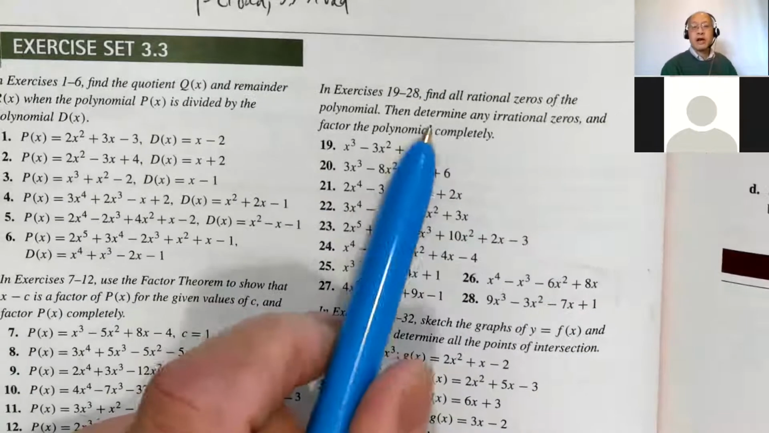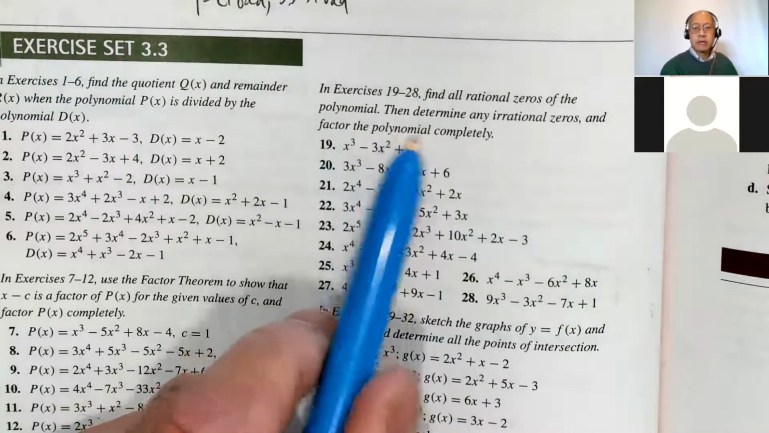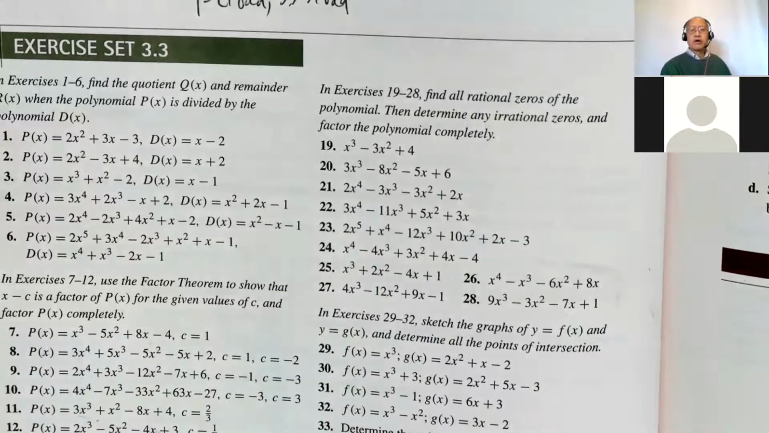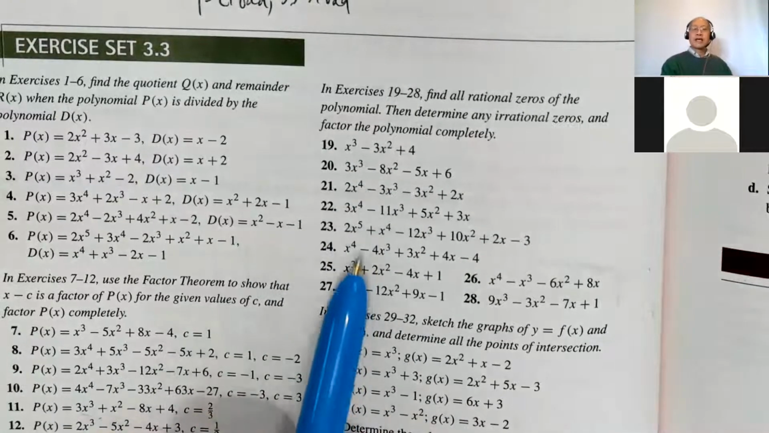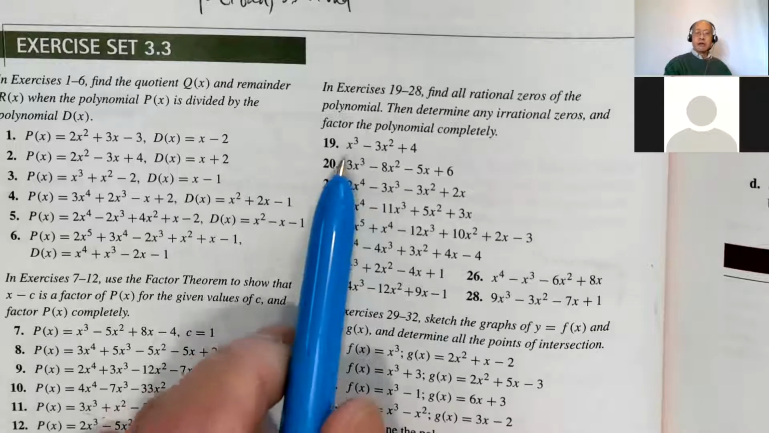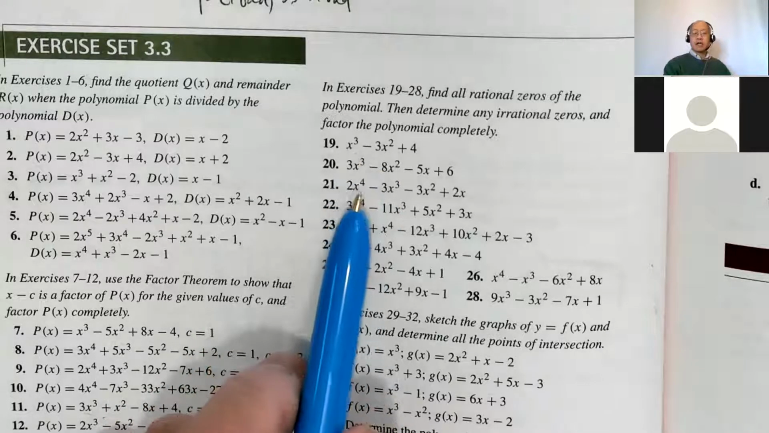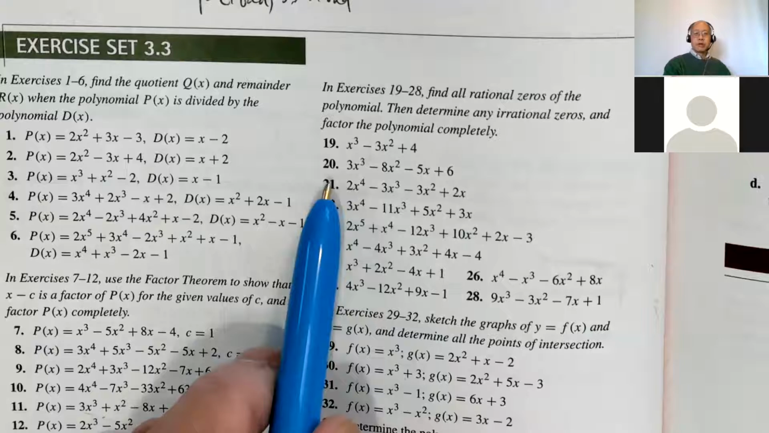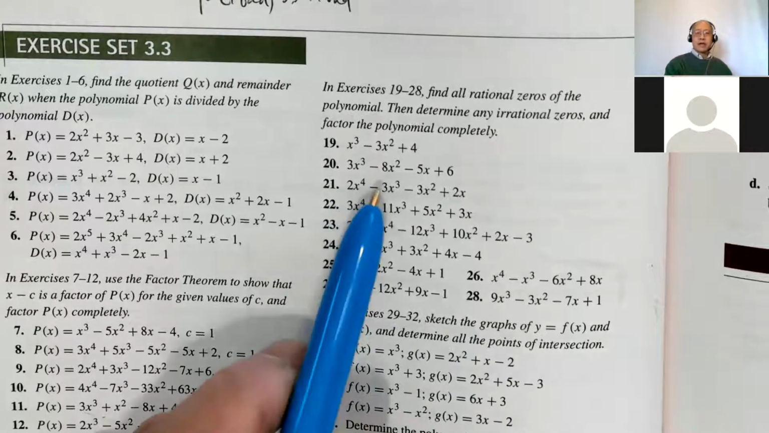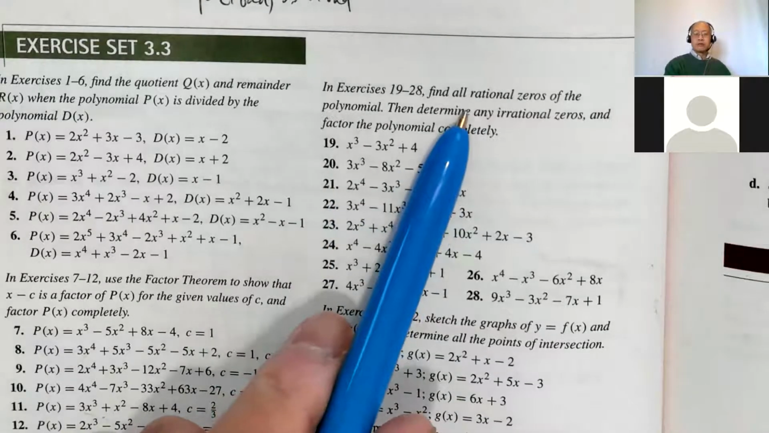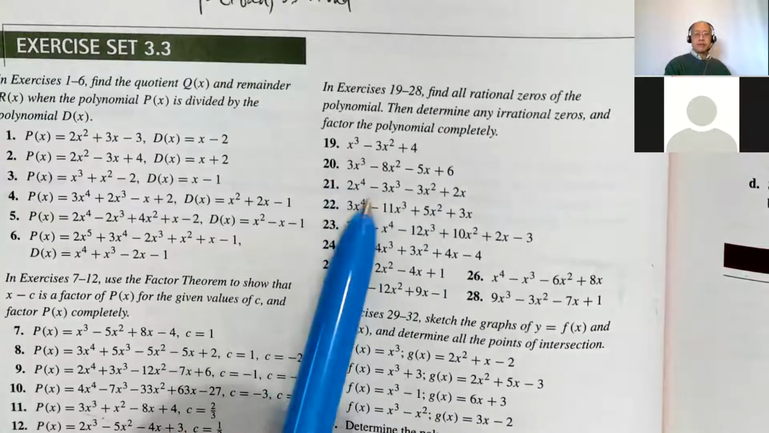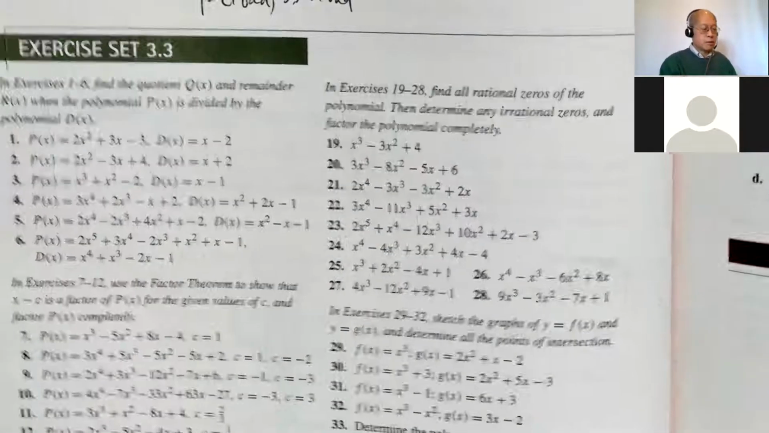All right, so find rational zeros and determine any irrationals and factor the polynomial completely. Now, your goal for most of these is to get down to a quadratic, second degree. Once you get the equation down to a second degree, then you can always use the quadratic formula if you cannot factor it any further. But third degree or higher, you're stuck trying to find rational zeros by using the rational root theorem, as the case may be. I'll show you how some of those would work.